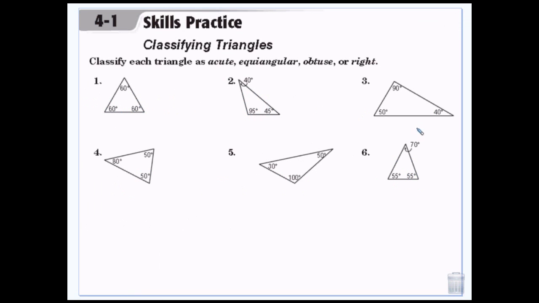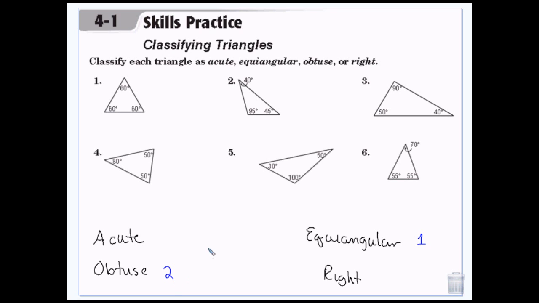So go ahead and look at these. Acute are less than 90. Equiangular are all 60. Obtuse has one that's greater than 90, and right has one that is exactly 90. So try those really quickly. Okay, so number 1, equiangular. Number 2, obtuse. Number 3, right. Number 4, acute. Number 5, obtuse. And number 6, acute.